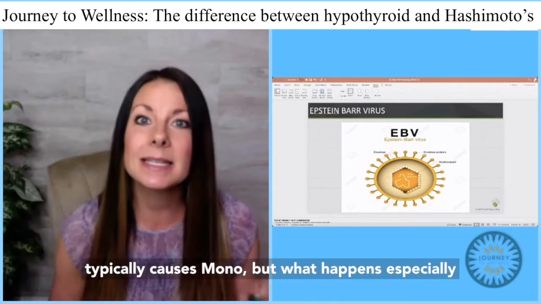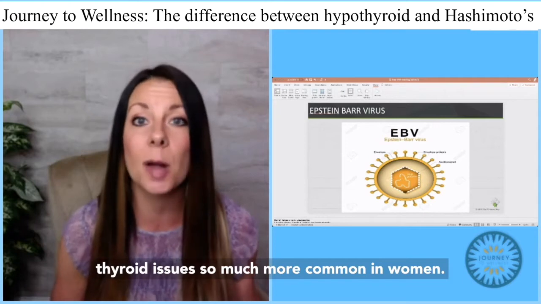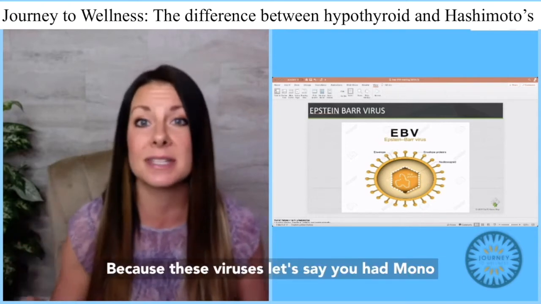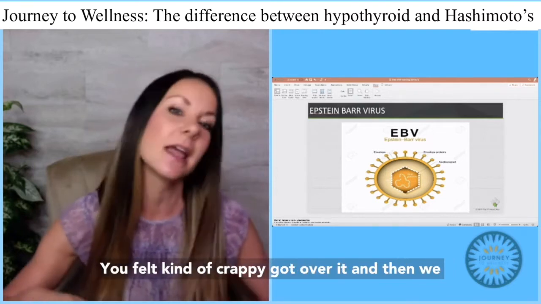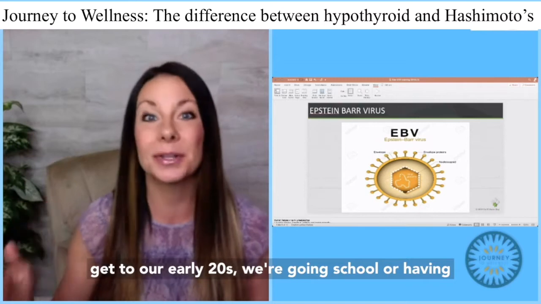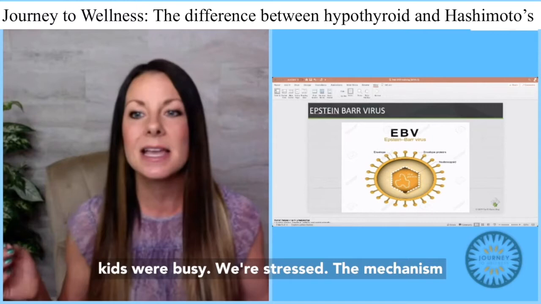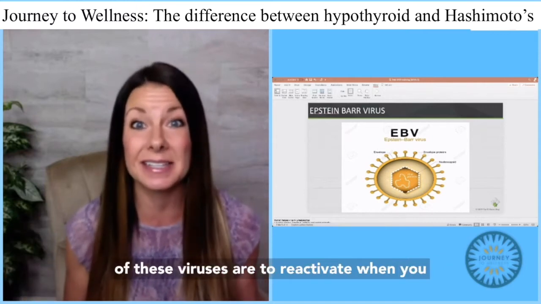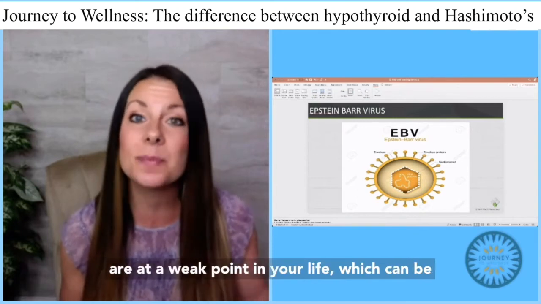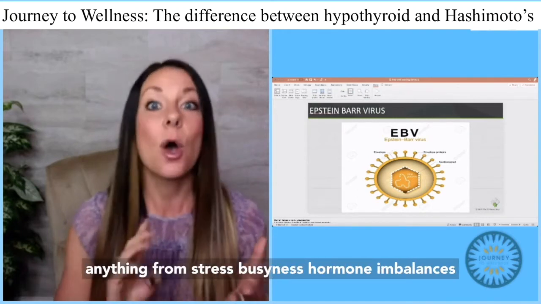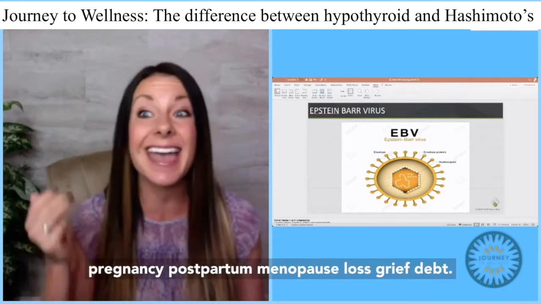But what happens, especially in women, this is why we see Hashimoto's and thyroid issues so much more prominent in women, is because of these viruses. Let's say you had mono when you were 11, right? You had the infection, you felt kind of crappy, you got over it, and then we get to our early 20s. We're going to school, we're having kids, we're busy, we're stressed. The mechanism of these viruses is to reactivate when you are at a weak point in your life, which can be anything from stress, busyness, hormone imbalances, pregnancy, postpartum, menopause, loss, grief, death, accidents.